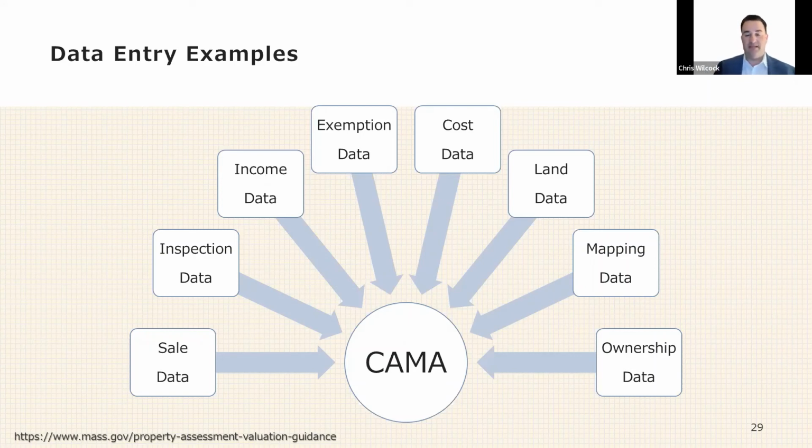Same thing with mapping data. You might have a new flyover and you might have some things that you're seeing on there that you didn't have in your CAMA system. So mapping data sometimes helps with reviewing and possibly changing some land data in your CAMA system. And ownership data would go hand in hand with sales data. You're always trying to make sure you have the current owner, current mailing address, and current book and page. Those are extremely important to have.